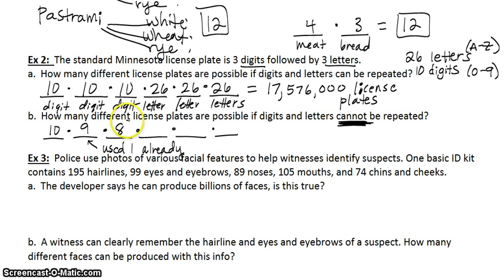And once I've pulled out that, I now only have 8 left for the second or the third draw. Something similar happens with my letters. So I start out with 26 in the group, 26 letters in the group. I took 1 out, it can't be repeated, so now there's only 25 left for me to pick from. Once I pulled 2 out, there's only 24 left for me to pick from. And when I multiply that in my calculator, I get 11,232,000.